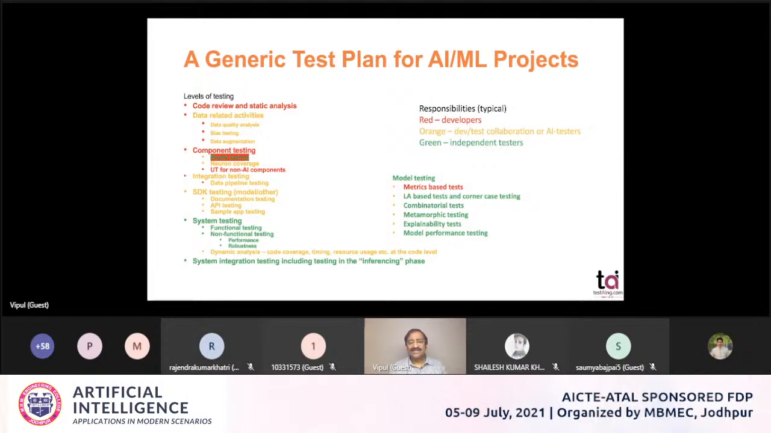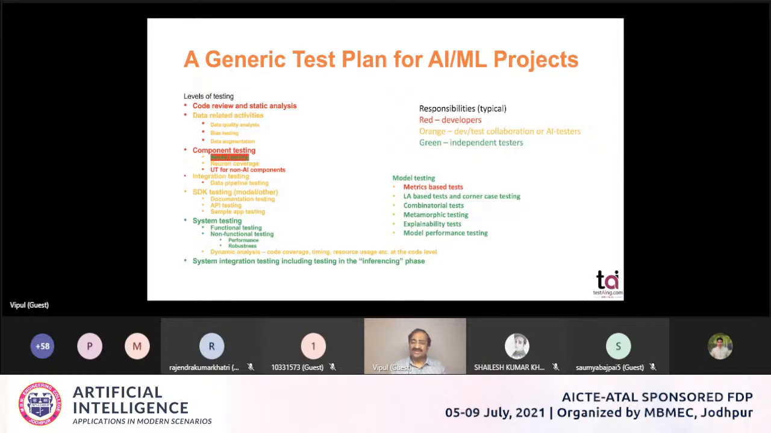So, what is a test plan? A test plan talks about what all levels of testing you are going to do. Within those levels, what all different techniques you are going to be using for testing, and how much coverage you would do, and whether you're going to do automated testing or manual testing or a combination and so on. So all of these things you try to put in a test plan.